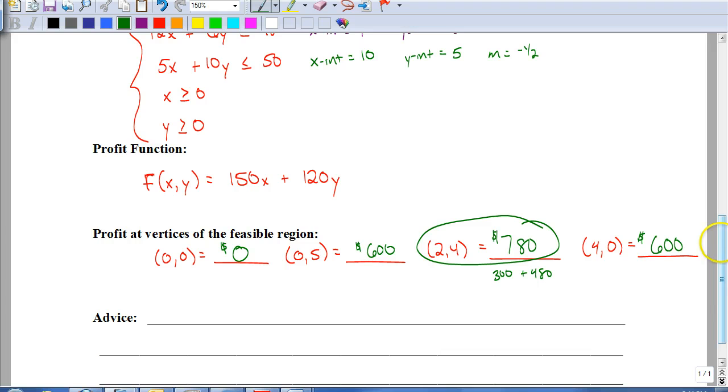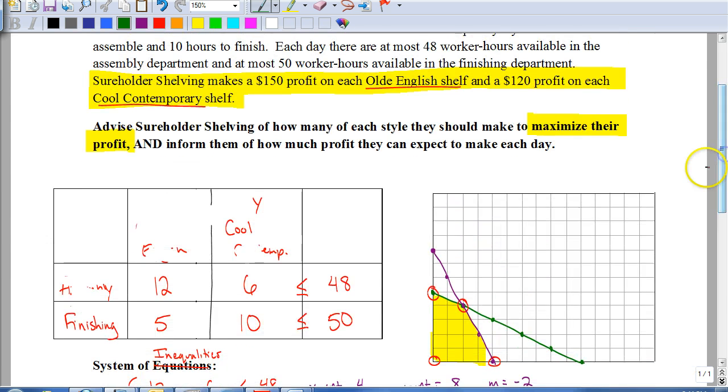that makes $780. If you notice there's a blank here for the advice, well, that's the advice that we need to give the company. Because it says advise the company how many of each style they should make to maximize their profit, and inform them of how much profit they can expect to make each day.